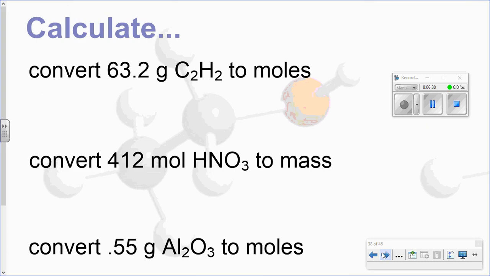When we get a little bit more difficult, we'll talk about these types of problems. But that's a good introduction for mass to moles and moles to mass, and then moles to number of atoms and atoms to number of moles.